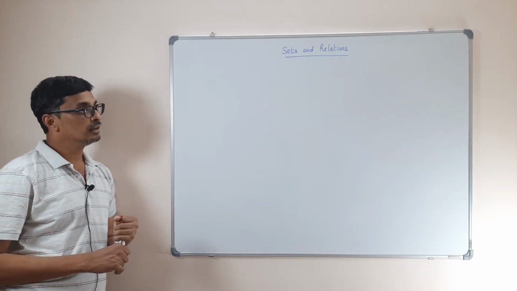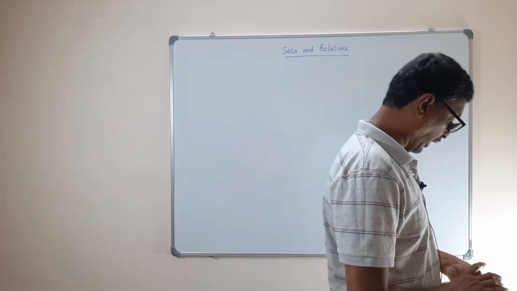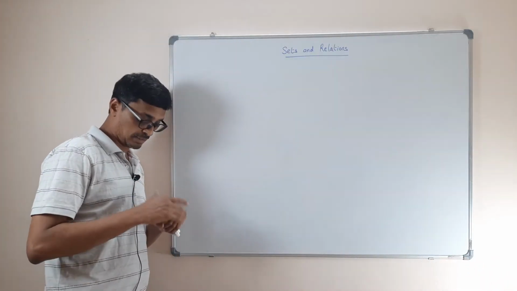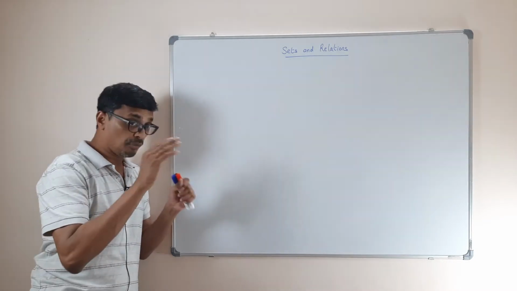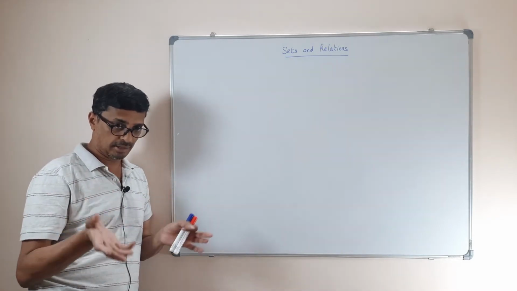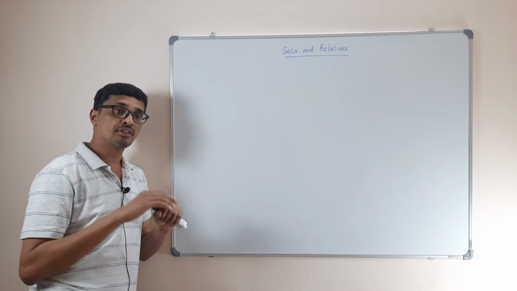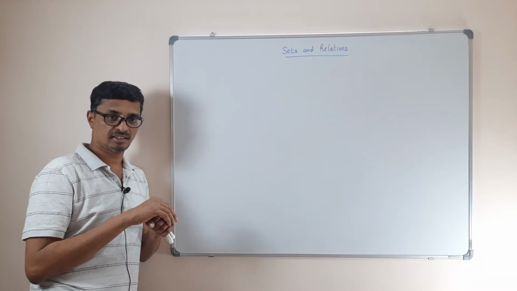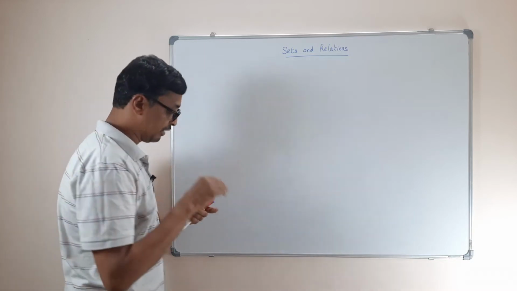Today we will see the chapter sets and relations. Before we go into sets and relations, let us define what we mean by a set. When you are dealing with real life, mathematics or any problem, you always have some group of objects and you have a name for it. Am I right?